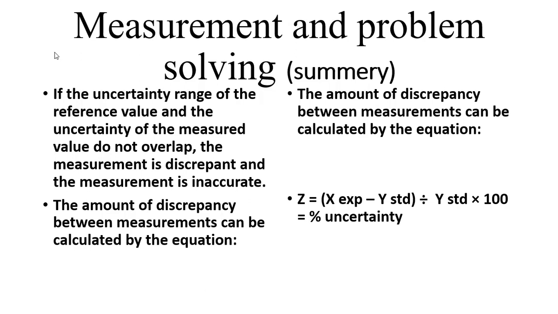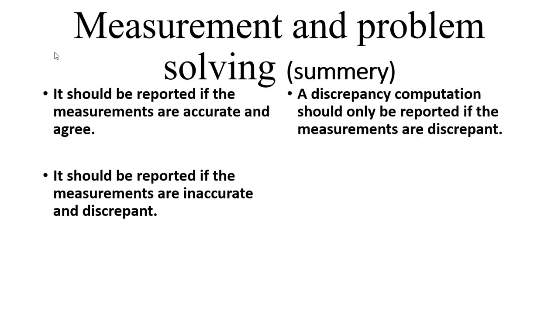The amount of discrepancy between measurements can be calculated by the equation Z equals X experimental minus Y standard divided by Y standard times 100. It should be reported if the measurements are accurate and agree. It should be reported if the measurements are inaccurate and discrepant. A discrepancy computation should only be reported if the measurements are discrepant.